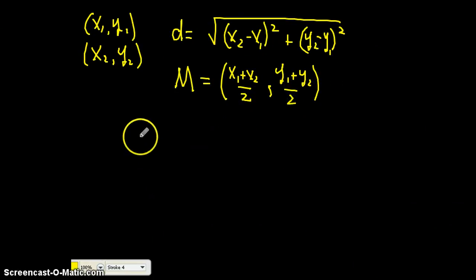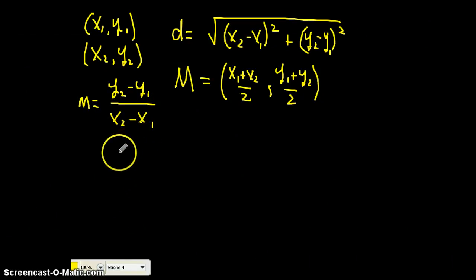Now, one more thing that we could use with this situation is determining the slope. The slope is fun. It's rise over what? Rise over run. So y sub 2 minus y sub 1 over x sub 2 minus x sub 1. Those are some important formulas that you need to know there.